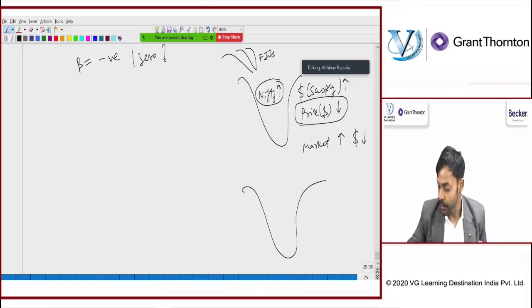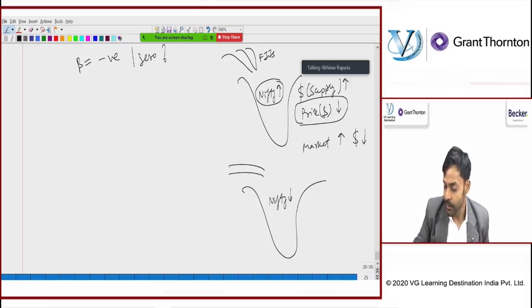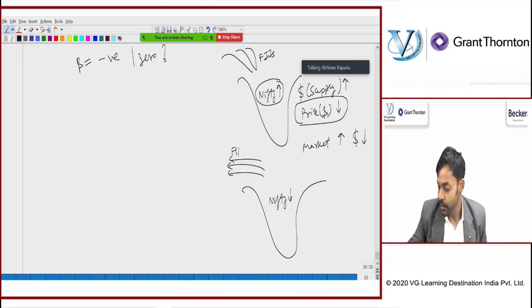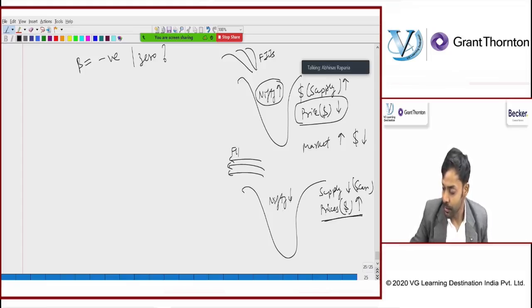For example, Nifty is falling, Nifty is getting sold. And why does it get sold? Because the money which FIIs were investing, they are taking out all the money, and because of that there would be a lesser supply of dollars and there would be scarcity of the dollar. This will push the prices of the dollar up, and there would again be the inverse relationship. So when you say inverse relationship, that means the beta is going to be negative.